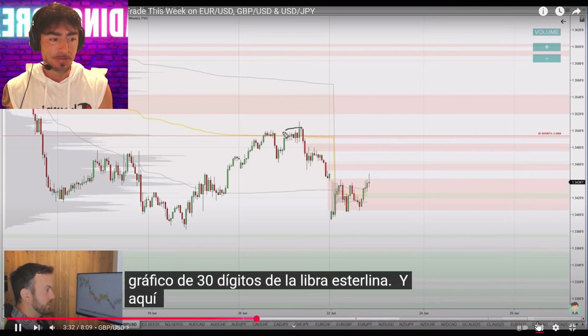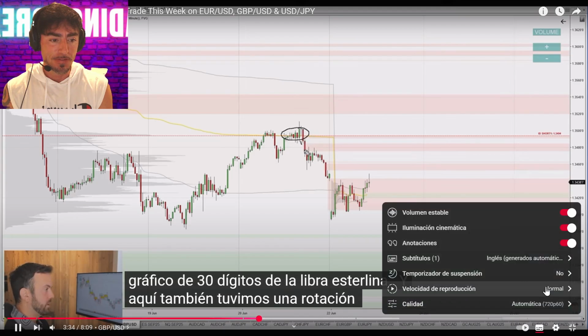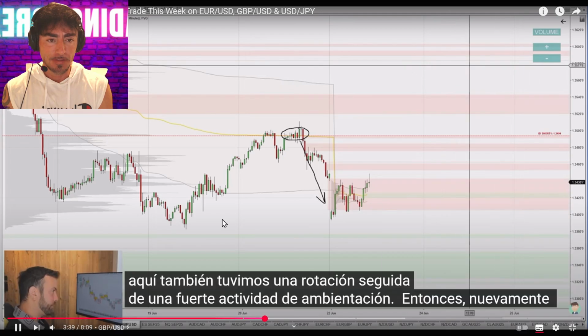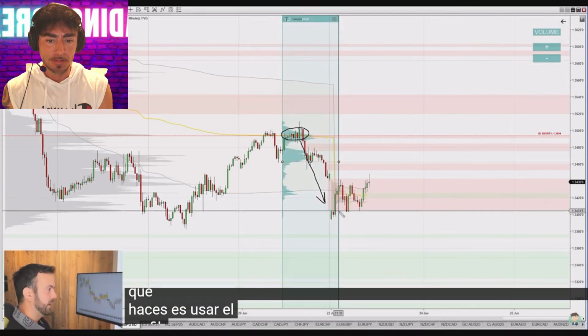And in here we also had a rotation followed by a strong trend activity. So again, what you do is you use the volume profile like this.